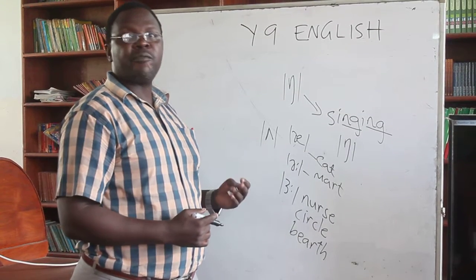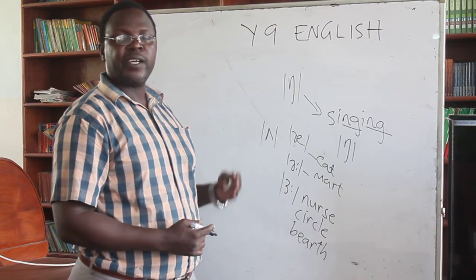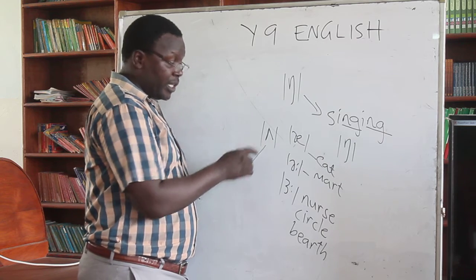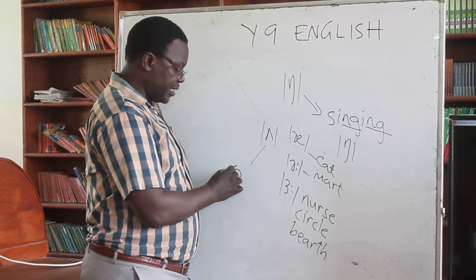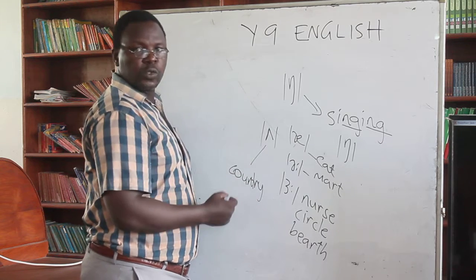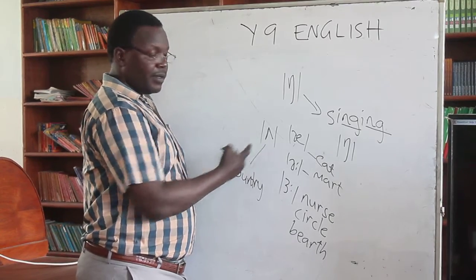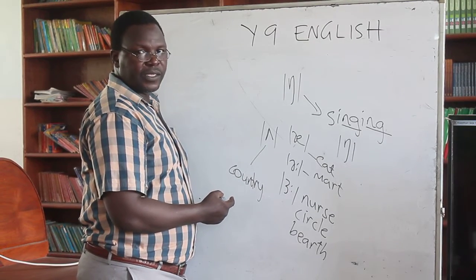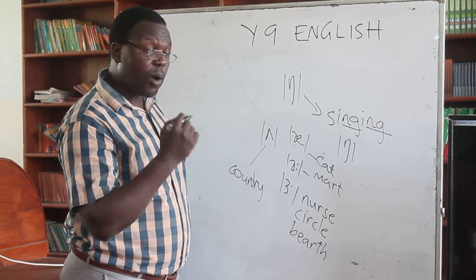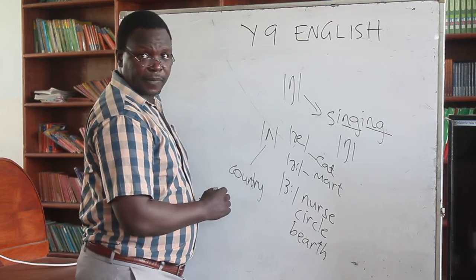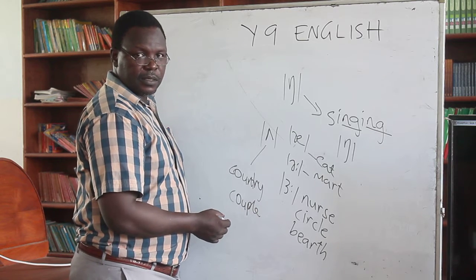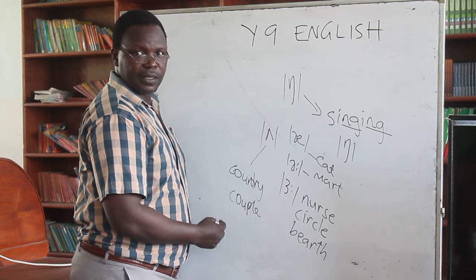So we have several manifestations of that vowel sound A. We can also talk about this one for words like country. Wherever you see the O and U letters, that sound is country. It's pronounced the shortest. It is the shortest vowel sound actually. Country, couple.